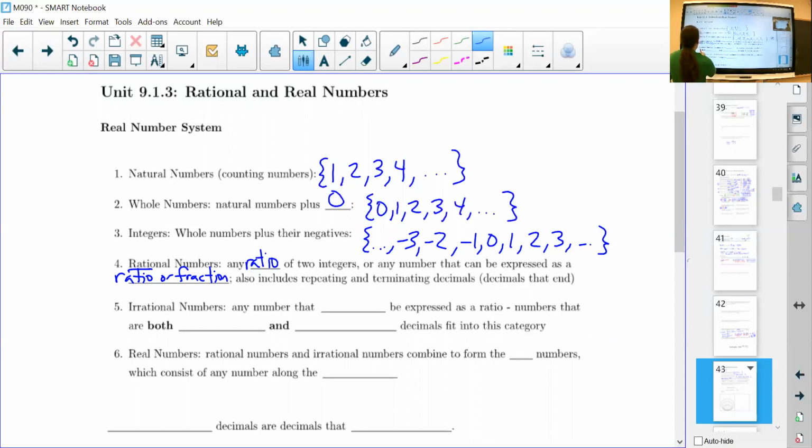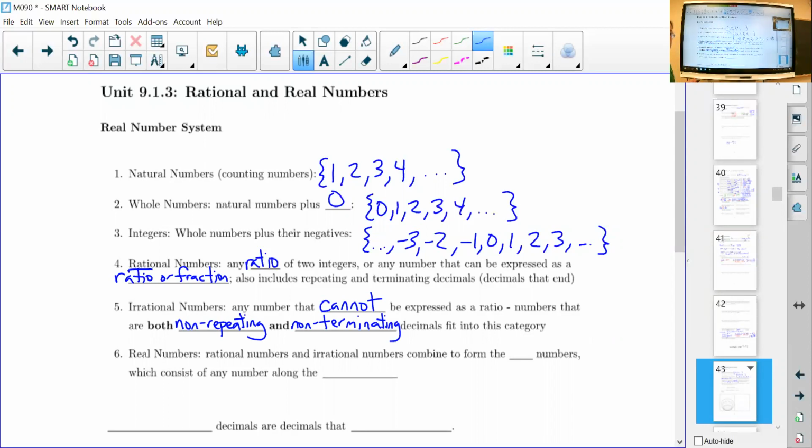Irrational numbers are the ones that are not rational. It's any number that cannot be expressed as a ratio. So if repeating decimals and terminating decimals are rational, then it must be both non-repeating and non-terminating to fit in here. And we'll get some examples in a moment.